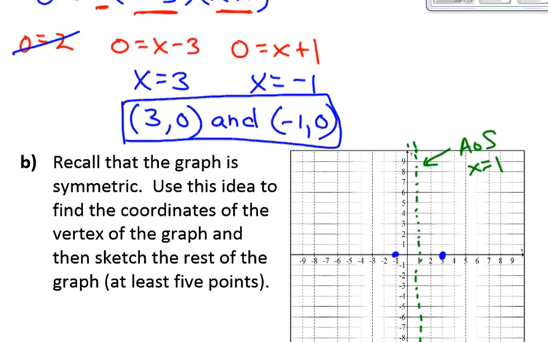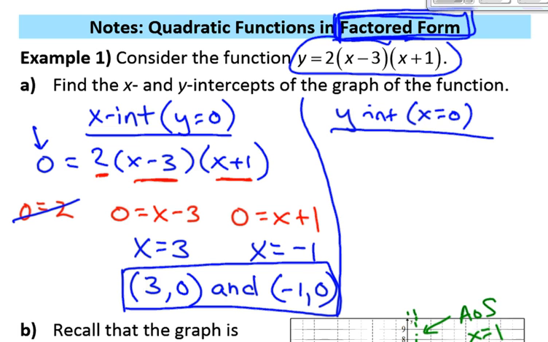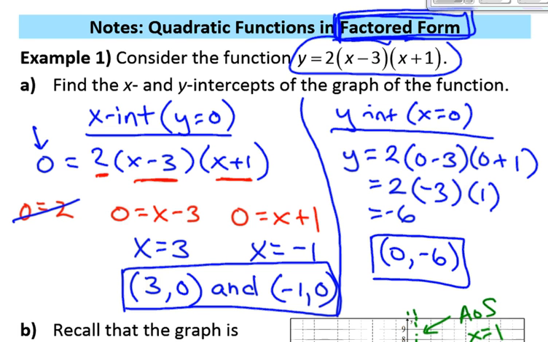Okay, now another point that we've been finding a lot is the y-intercept. So I'm actually going to go back to the first part and find the y-intercept. So remember the y-intercept is when x is equal to 0. So I'm going to now replace every x with 0 and leave y alone. So we get 2 times 0 minus 3. And we have another x, so we just plug in 0 again for x, 0 plus 1. So this would be 2 times negative 3 times 1, which would be negative 6. Again, make sure you write the y-intercept as a point, so that's (0, negative 6). And we can add that to our graph.